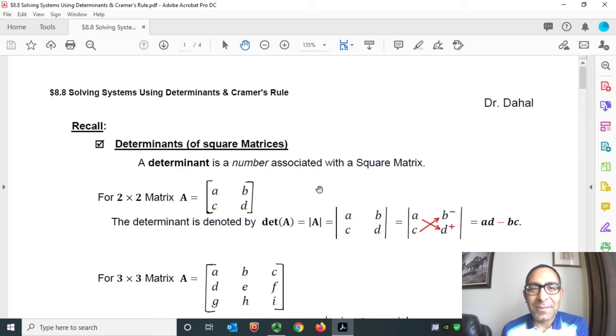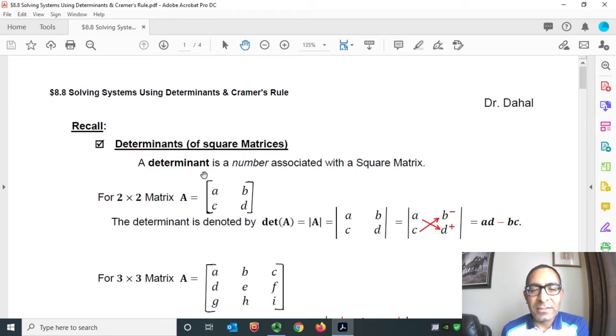In today's class I'm going to cover solving a system of linear equations using determinants and Cramer's rule. Let me start the class right away. First, quick recall: determinants of a square matrix.